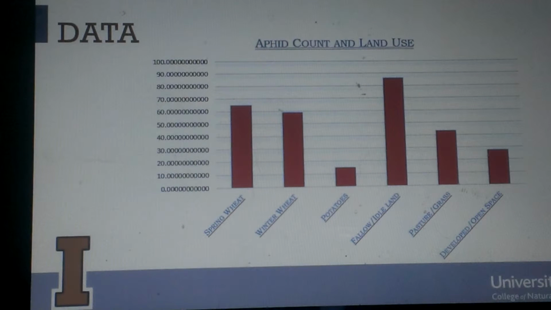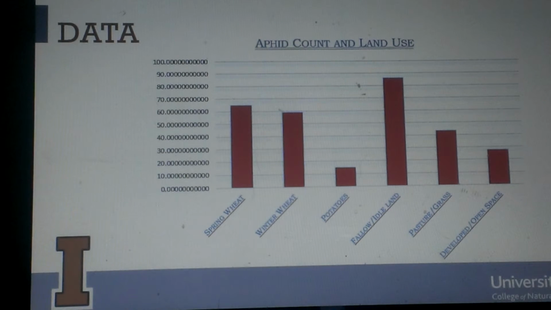So here, to compile my data and make the graph, I took the raster values from the cropland data set and then sorted them into cropland or land use. Those represented being spring wheat, winter wheat, potatoes, unused land, pasture, and grasslands, as well as developed or open space.